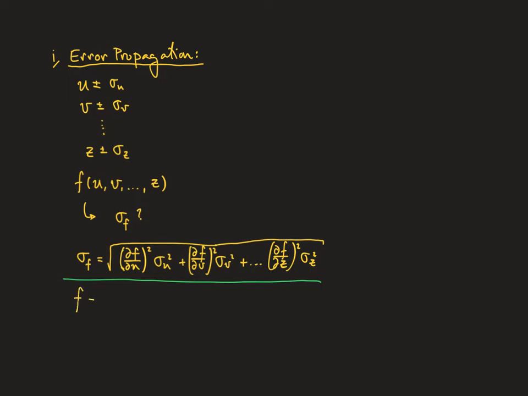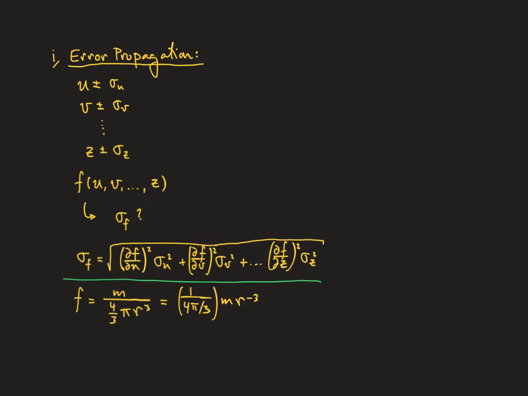f is equal to the mass divided by the volume, which is 4/3 pi r cubed. Now, for taking partial derivatives, I find it easiest to write this as 1 over 4 pi over 3 times m r to the minus 3 power. Okay, so now we can go ahead and take the derivatives.